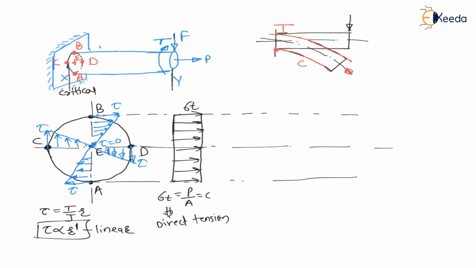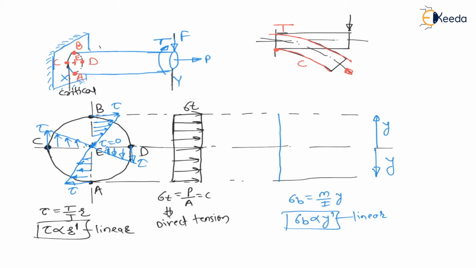And if I see the bending stress distribution, sigma B is equal to M by I into Y. Therefore, sigma B is directly proportional to Y to the power 1. Again, this distribution is linear, but Y is nothing but the upward or downward distance from the neutral axis, right? Therefore, if I draw the bending stress distribution, we have to locate the points first.